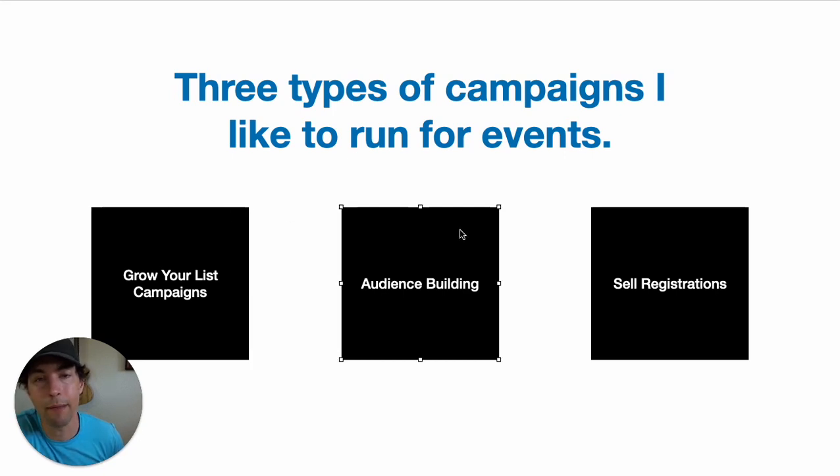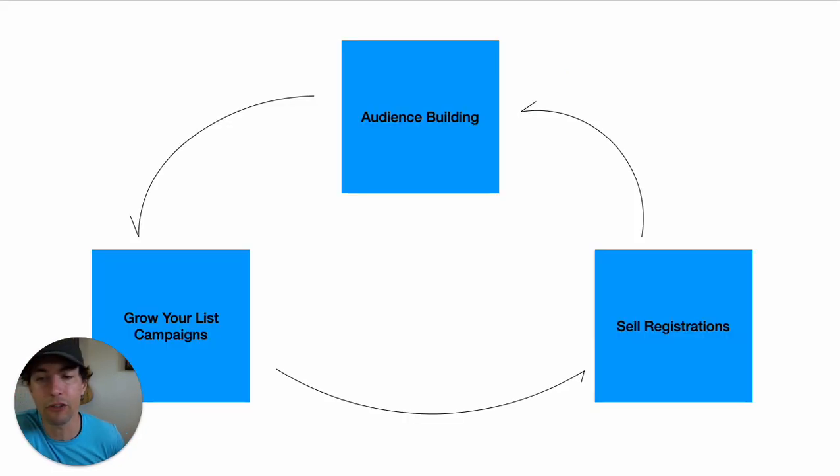Then I like to run a campaign that I call audience building. It's a way to get traffic very cheap onto your site so that we can better target people that are going to be a good fit for your event. And then we run campaigns that are designed to sell registrations and convert people into sales. So the combination of these 3 work together. We build an audience, we grow your email list, we sell registrations, and then this thing just cycles upon itself. And we try to do this in a way that's profitable for your business, okay?